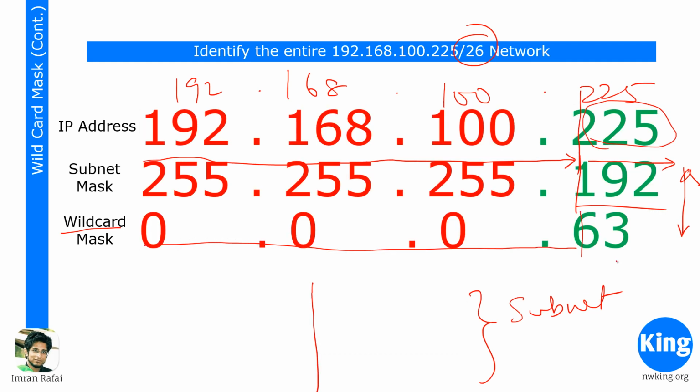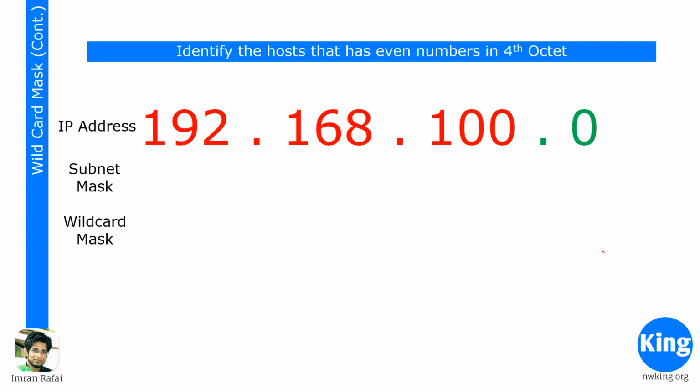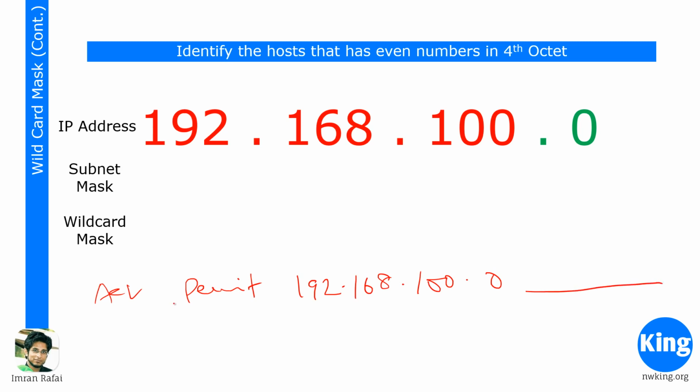So let's look at another example, right? It says identify the hosts that have even numbers in the 4th octet. That means you're putting this in an ACL, and you write the ACL command and say permit 192.168.100.0, and then you have to put some wildcard mask such that it permits only IP addresses with an even number in the 4th octet. How do you do that?